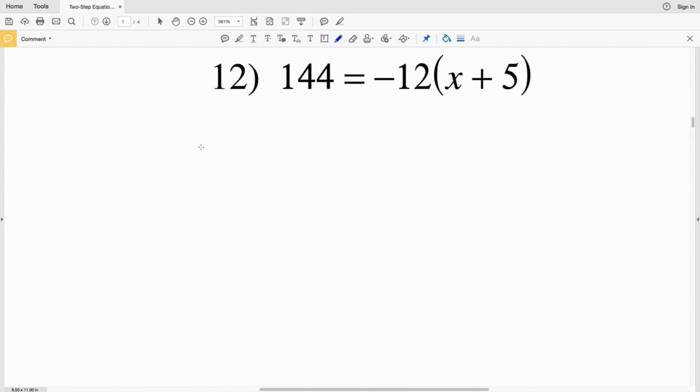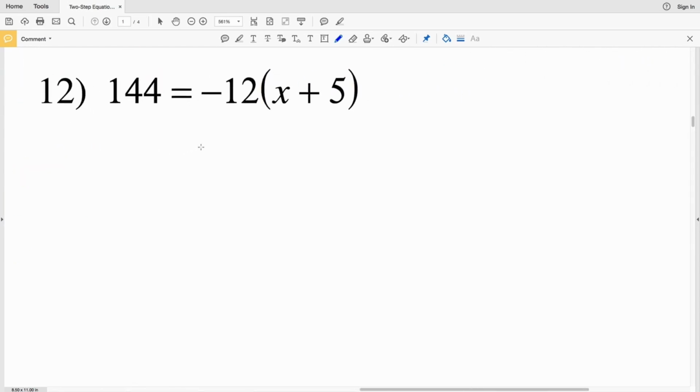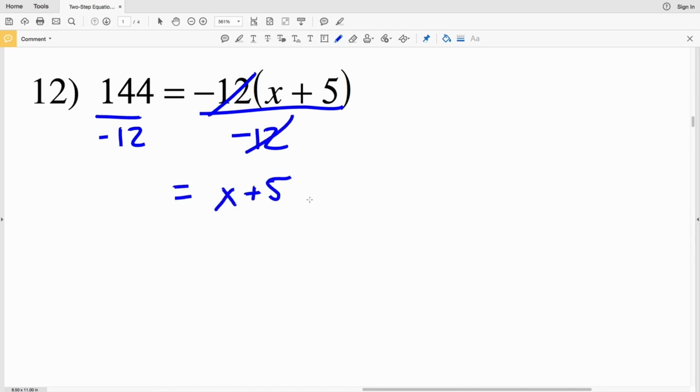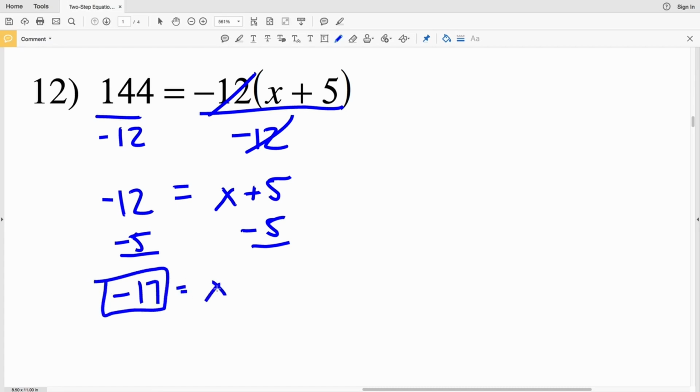And on to the last problem in this video. 144 equals negative 12 times x plus 5. X plus 5 are in parentheses, so we're going to start by dividing by that negative 12. When we divide by that negative 12, we'll have x plus 5 by itself on one side of the equation, and we're going to have a negative 12 on the other side. Then we're able to subtract 5 from both sides to get that negative 17 equals x.